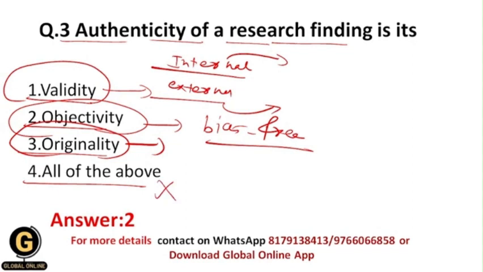Because you can give the authenticity of a research finding in terms of its objectivity, not its validity, and not its originality. Okay, all of you getting? I hope all of you understood, but still if you have any doubts you can ask me in the comment box.